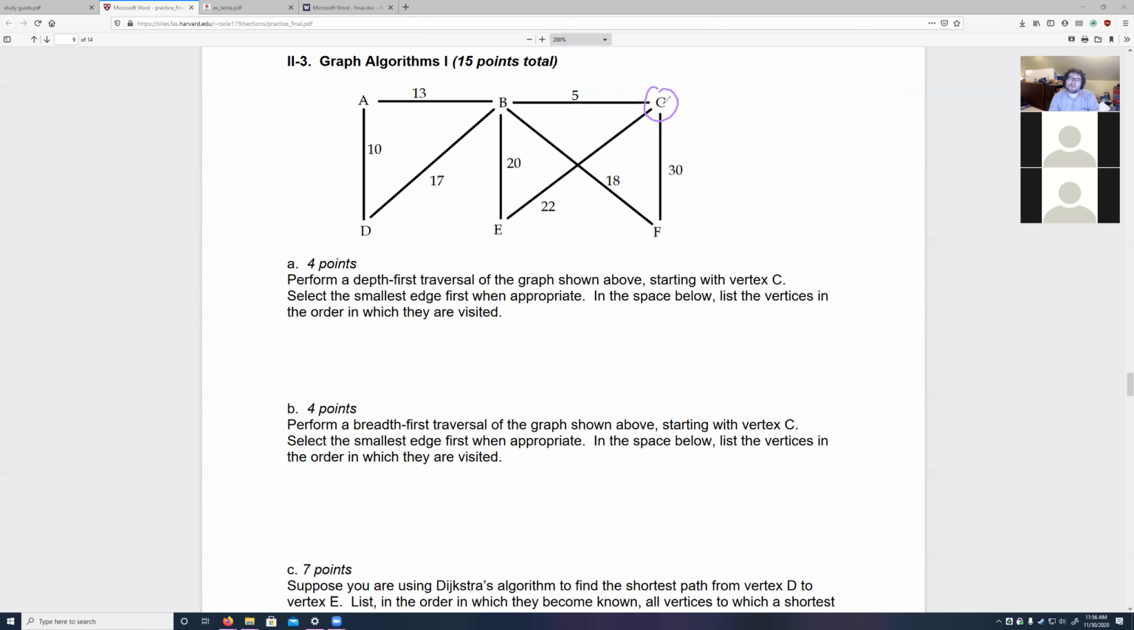I'm going to do this briskly, right? So what we're going to do is we're going to start at C. And then we have these 3 lines to go to. We've got 5, 22, and 30, right? Now it says in case we've got any kind of conflict as to which one we visit first, we choose the smallest edge first. So next we're going to visit B.